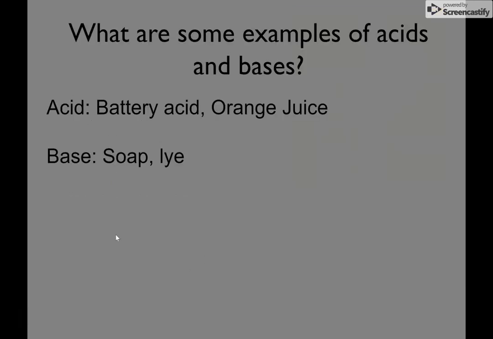Some examples of acids and bases here. And that's where we'll end.